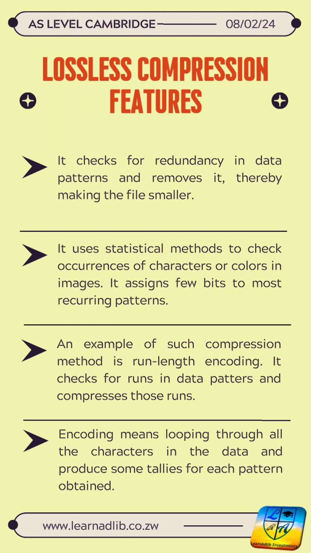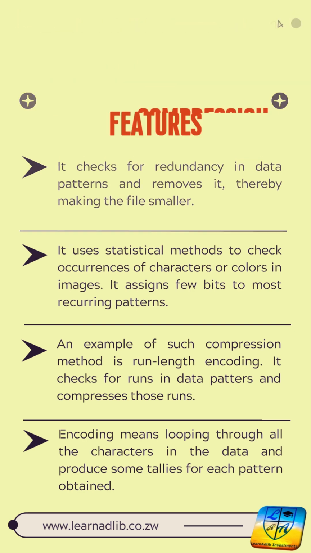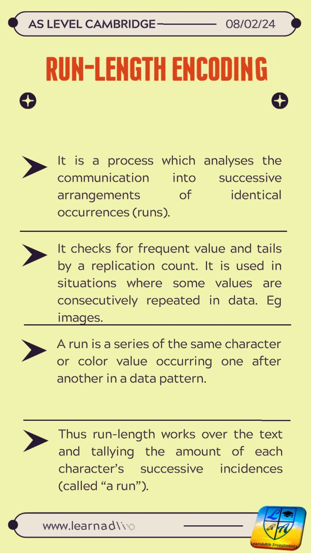We've said features of lossless compression are that it checks for redundancy or recurrence of characters. Then it finds ways of reducing them, of representing them. Then it uses statistical methods to check the occurrence of characters or colors in images. It assigns few bits to most recurring characters and patterns. An example of such a compression is called run length encoding, which uses runs, right? So there we are with our run length encoding.